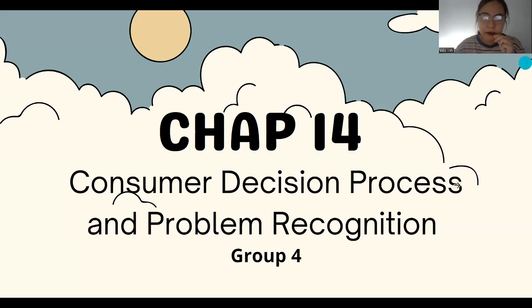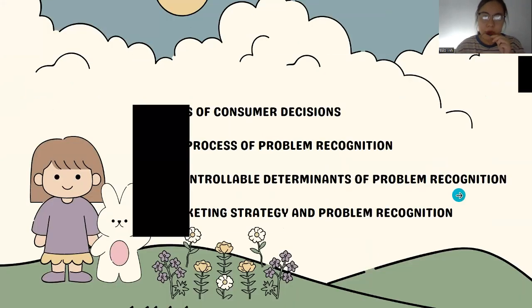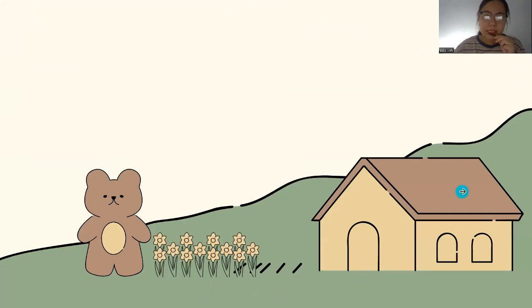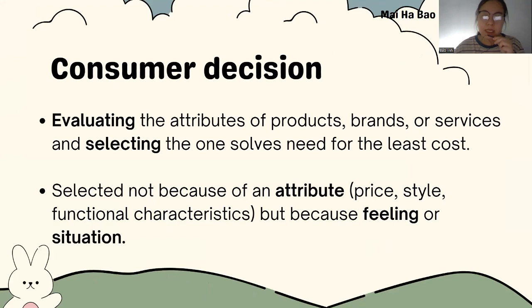So I'll be the person who will present to you learning objective 1, types of consumer decision. Consumer decision is the process in which a consumer evaluates the attributes of products, brands or services, and then selects the one which can solve their need for the least cost.